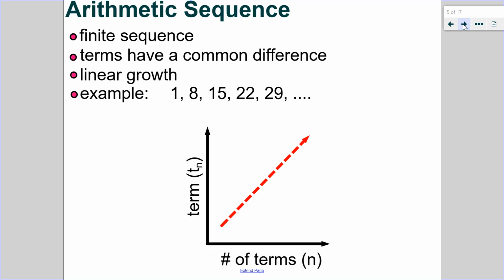In this section, we're dealing with an arithmetic sequence, which is a finite ending sequence in which terms have a common difference. That means they are equally spaced apart. Because they are equally spaced apart, they go up slow and steady. They have linear growth, so it's kind of like a line. You have the number of terms versus the term number, and it's going up a step at a time. So arithmetic sequences, when graphed, are a linear graph.